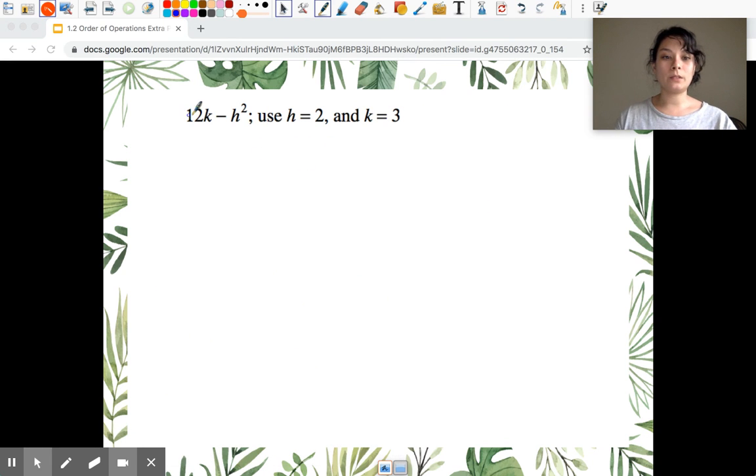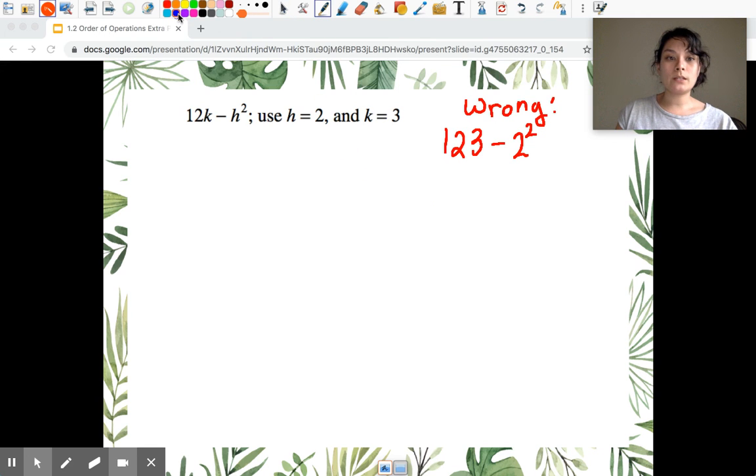And the last problem, so 12k minus h squared. This number touching the variable, hopefully you know, means multiplication. This is important that I use parentheses here as well. The reason why I want to use parentheses here, let me just do something wrong over here. So this would be wrong. If I don't use parentheses when I substitute for k, here's what it's going to look like. So instead of 12 times k, what does this look like? Looks like 123. I lost the operation.